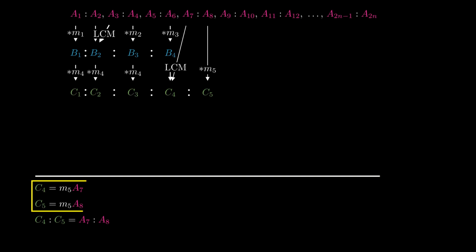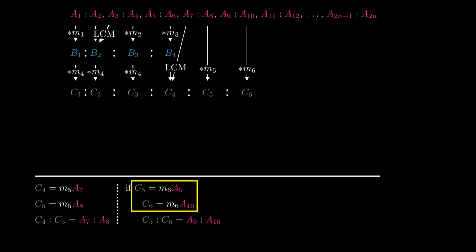Furthermore, write c4 equaling m5 a7, and let c5 equal m5 a8, so that c4 to c5 is proportional to a7 to a8. We thus have a continued proportion c1 to c2 to c3 to c4 to c5 that's built from the first four of the given ratios. We now need the fifth ratio. If a9 measures c5 so that c5 is equal to m6 a9, let c6 equal m6 a10, so that c5 to c6 is proportional to a9 to a10.